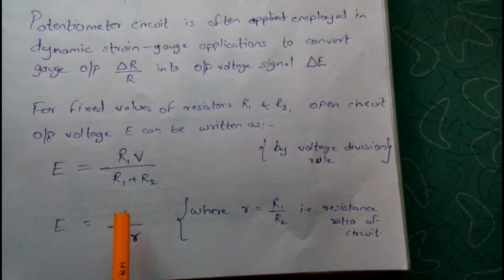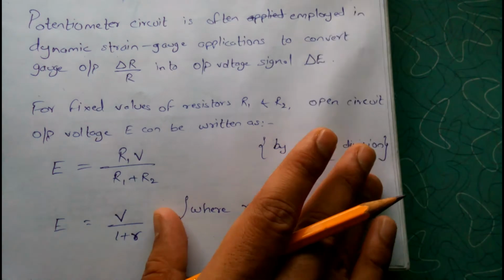Alright, and again it can be written as E is equal to V upon 1 plus R. What is R? R is the ratio of R1 and R2. Alright, so R is the ratio of these resistances.